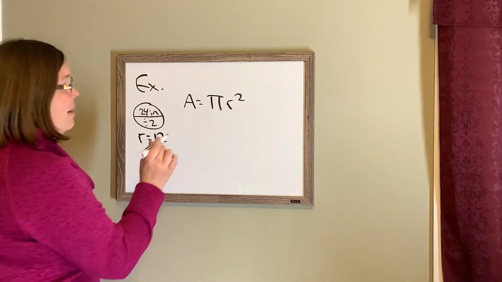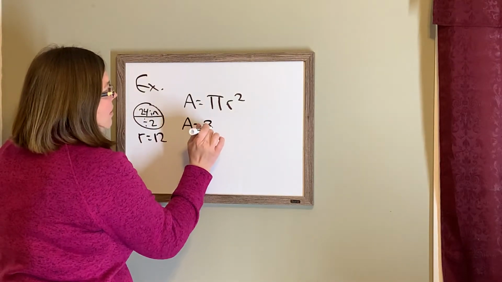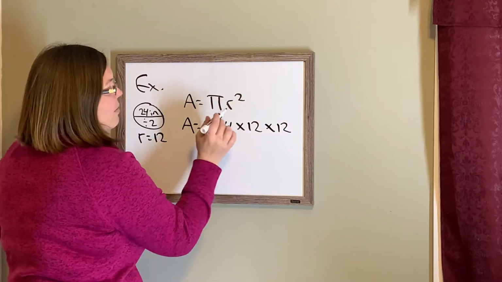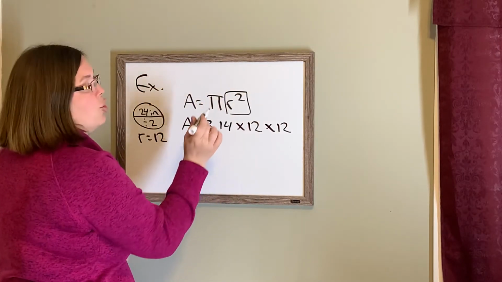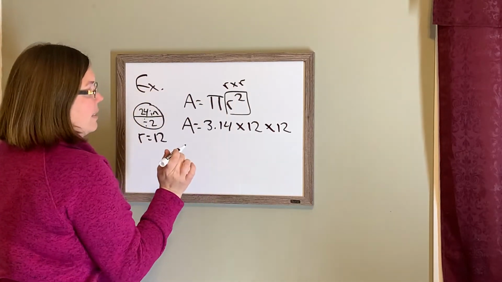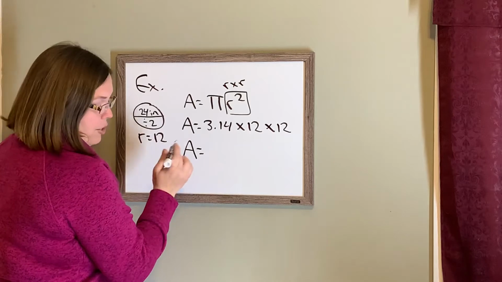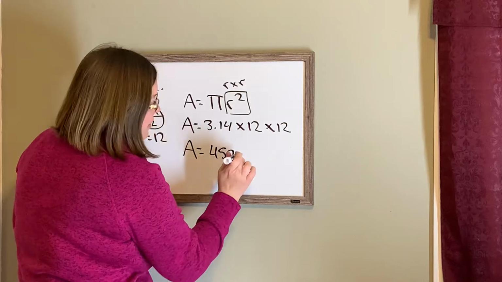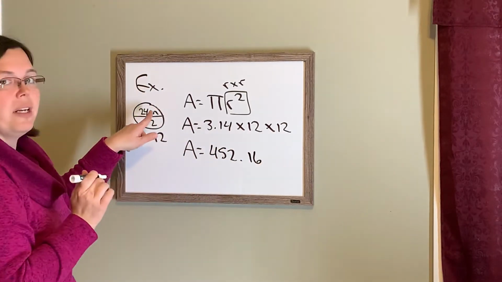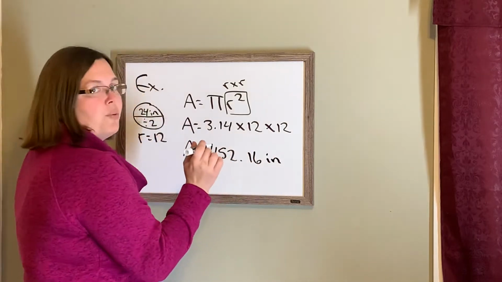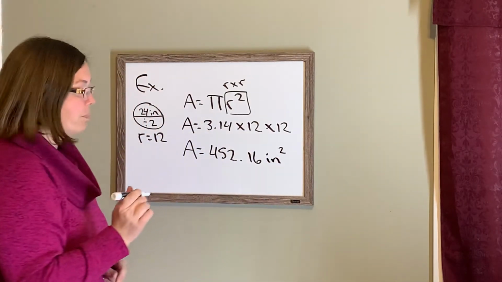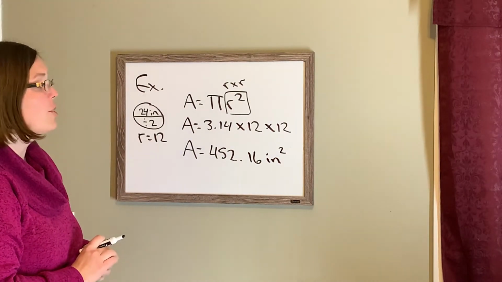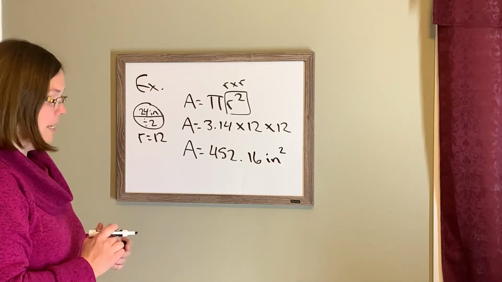Now I'm ready to plug in my information. Area equals 3.14 times 12 times 12. Remember, this does not mean radius times 2. It means radius times radius. So if we plug this information into our calculator, we will end up getting 452.16. Of course, we need to bring down our unit, which is inches. And since we're dealing with area, we need that square unit. So a circle with a diameter of 24 inches has an area of 452.16 inches squared.